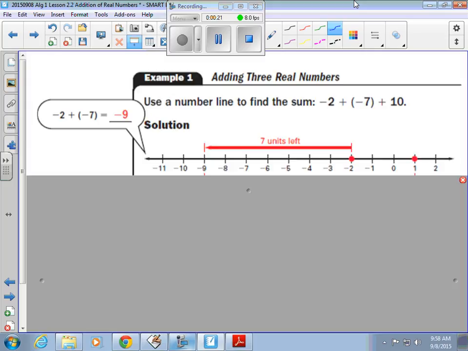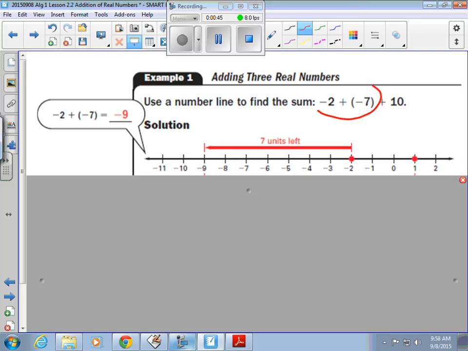Example number 1 is adding three real numbers. This is using the number line. So you have three different numbers. A lot of students can do everything we do in algebra, and they get stuck on simple stuff like this: -2 plus -7 plus 10, because they don't know where they are on the number line in regards to negative and positive numbers. So here's the first operation.